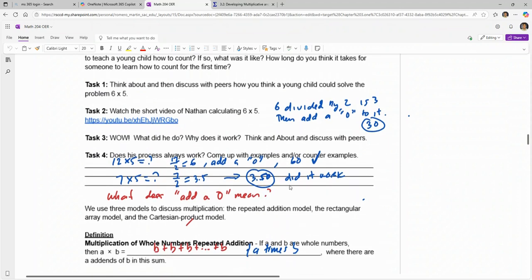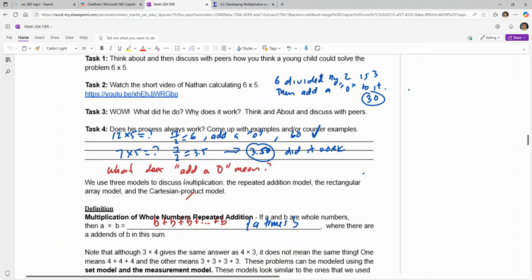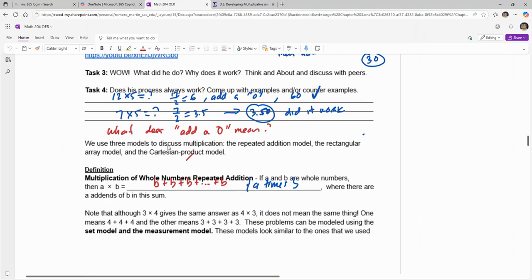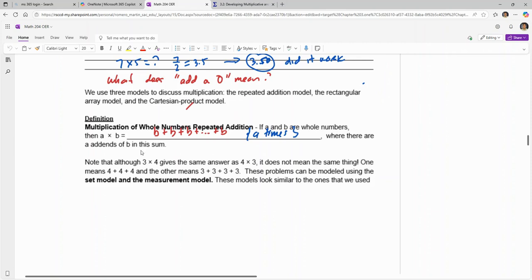And then take a look at some of my notes here about what he did, and checking to see, does it always work? And this fundamental question, when he asks, what does add a 0 mean? What does that mean? So let's move on to multiplication as repeated addition.